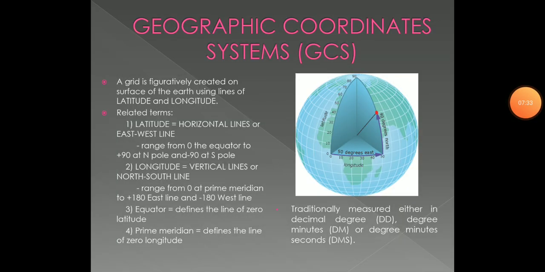Using latitude and longitude together divides the earth into 4 quadrants, which is the northern hemisphere is divided into east and west quadrants, and the southern hemisphere is also divided into east and west quadrants. It should be noted that the latitude and longitude are expressed as degree, decimal degree, DD, or degree minutes, DM, and degree minute second, DMS.